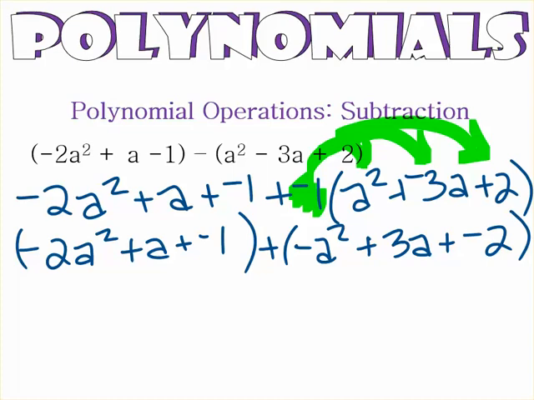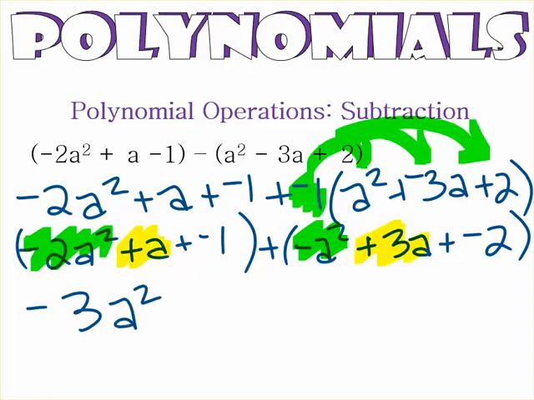Now we have an addition problem. We're going to just combine our like terms. Negative 2a squared minus a squared is negative 3a squared. A plus 3a is plus 4a. And negative 1 plus negative 2 is adding negative 3.